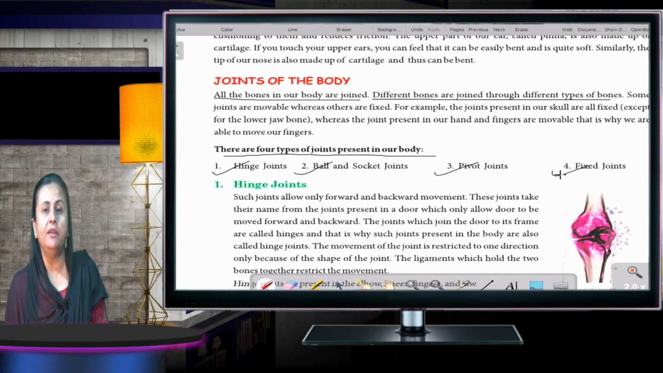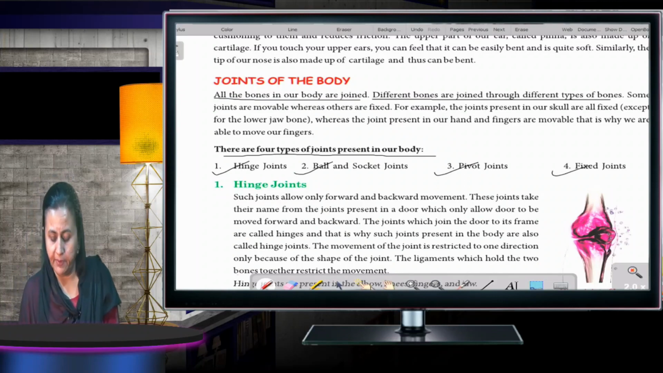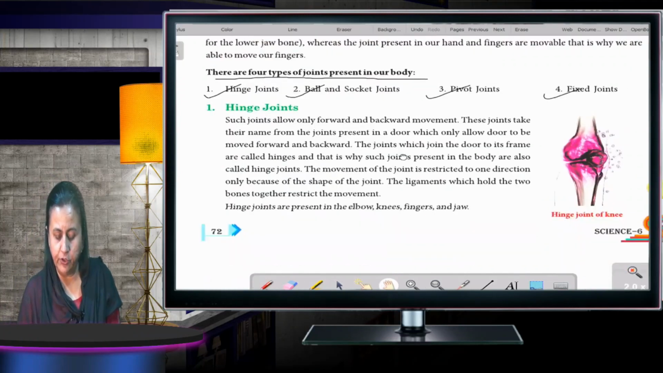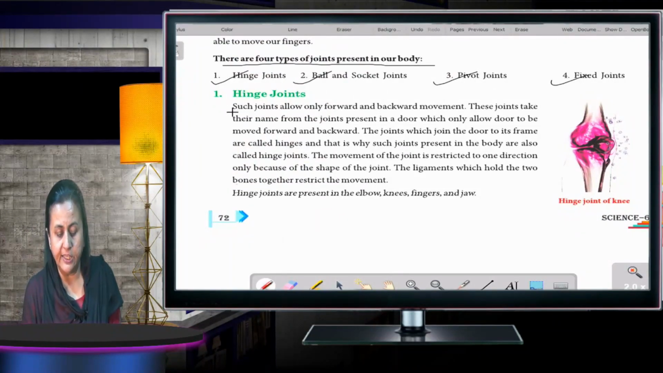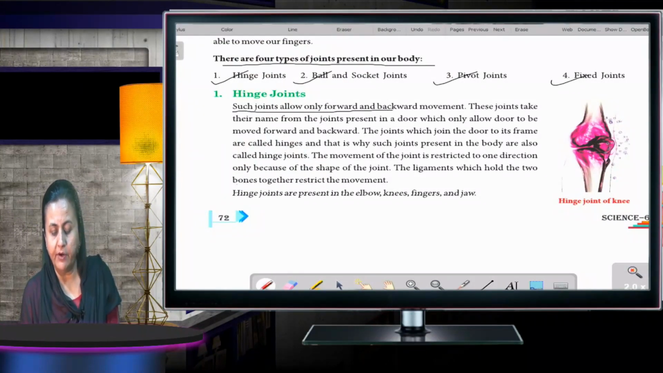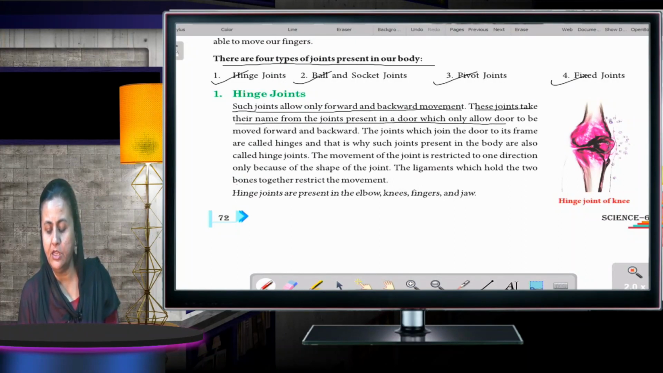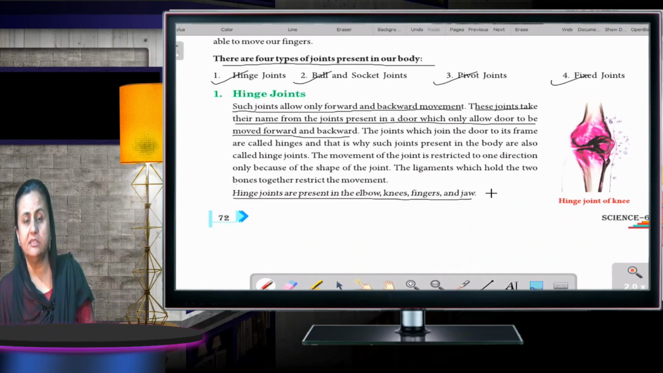Now we'll start with hinge joint. Such joints allow only forward and backward movement. These joints take their name from the hinges present in a door, which only allow the door to be moved forward and backward. Examples of hinge joints are the elbow, knee, fingers and jaw.